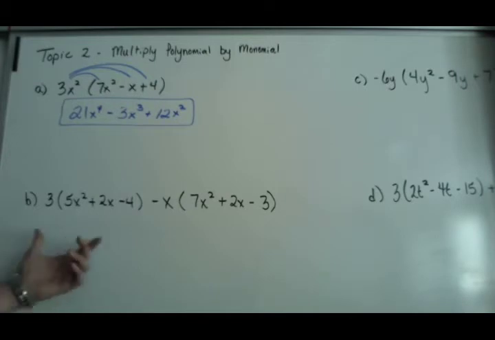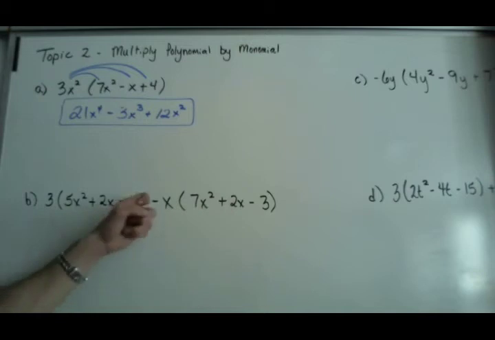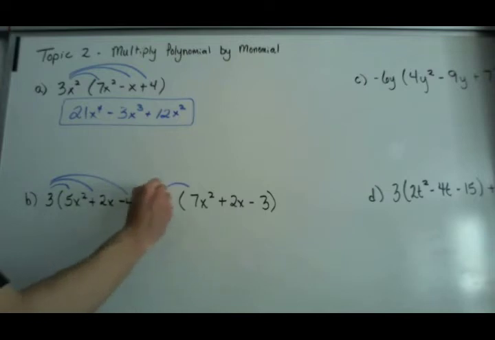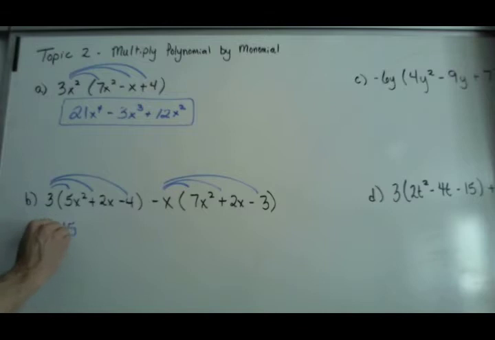Now the second example down here has 2 problems, and we're asked to subtract. This is bringing back what we looked at in the first topic, where we're adding or subtracting polynomials. So we start initially by distributing. We distribute here, and we end up with 2 resulting polynomials. So 3 through this gives you a 15x squared. 3 times 2 is that 6x. And 3 times a negative 4 is a negative 12.